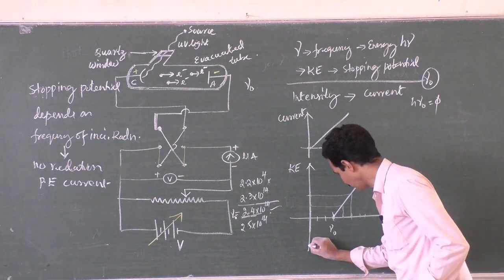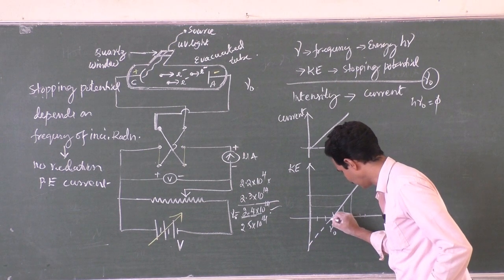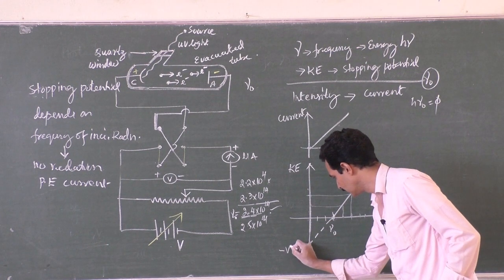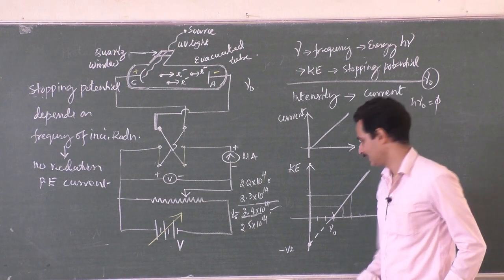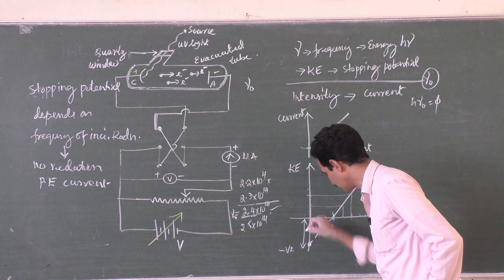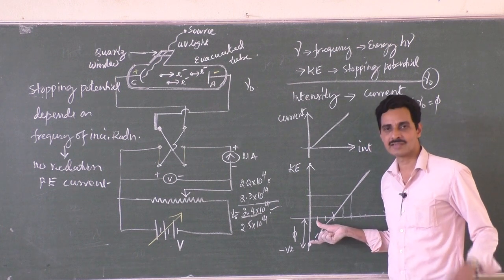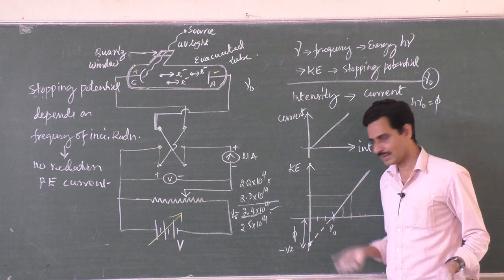Now if I extrapolate this graph, can you tell me what this is? Where kinetic energy is negative, this is nothing but the work function of the material, phi. If you take this magnitude-wise, it is the work function of the material. Sir, why do you call it the work function?